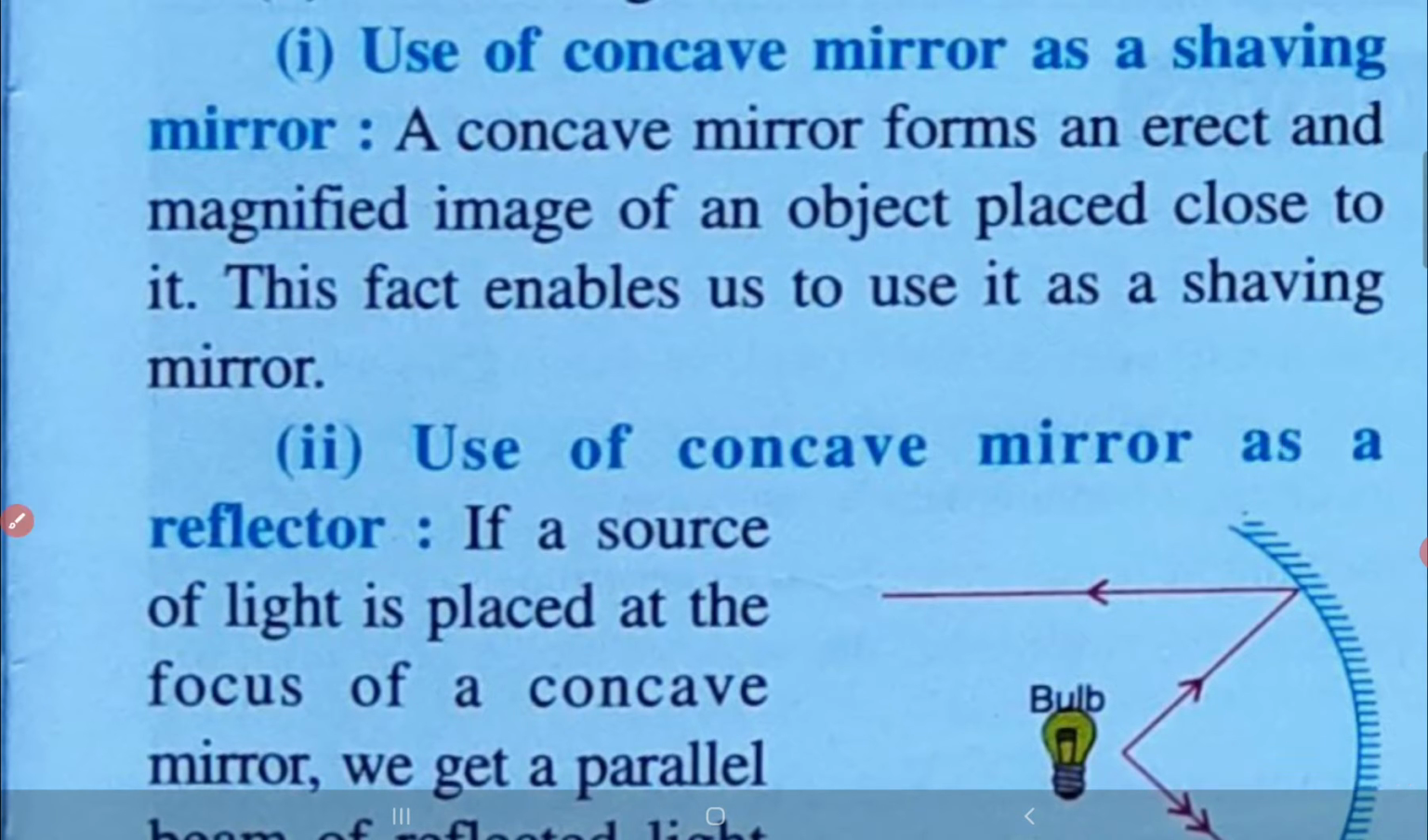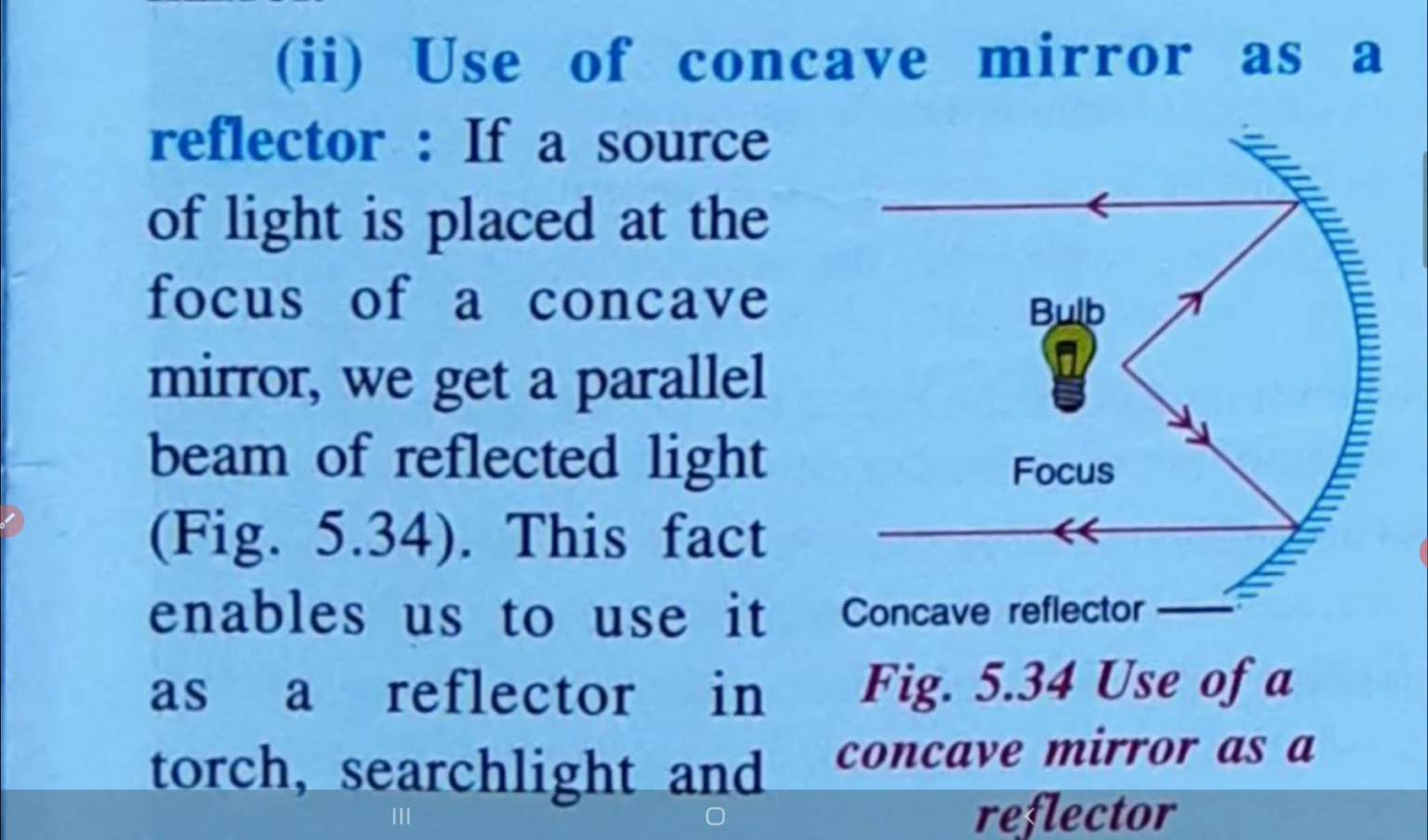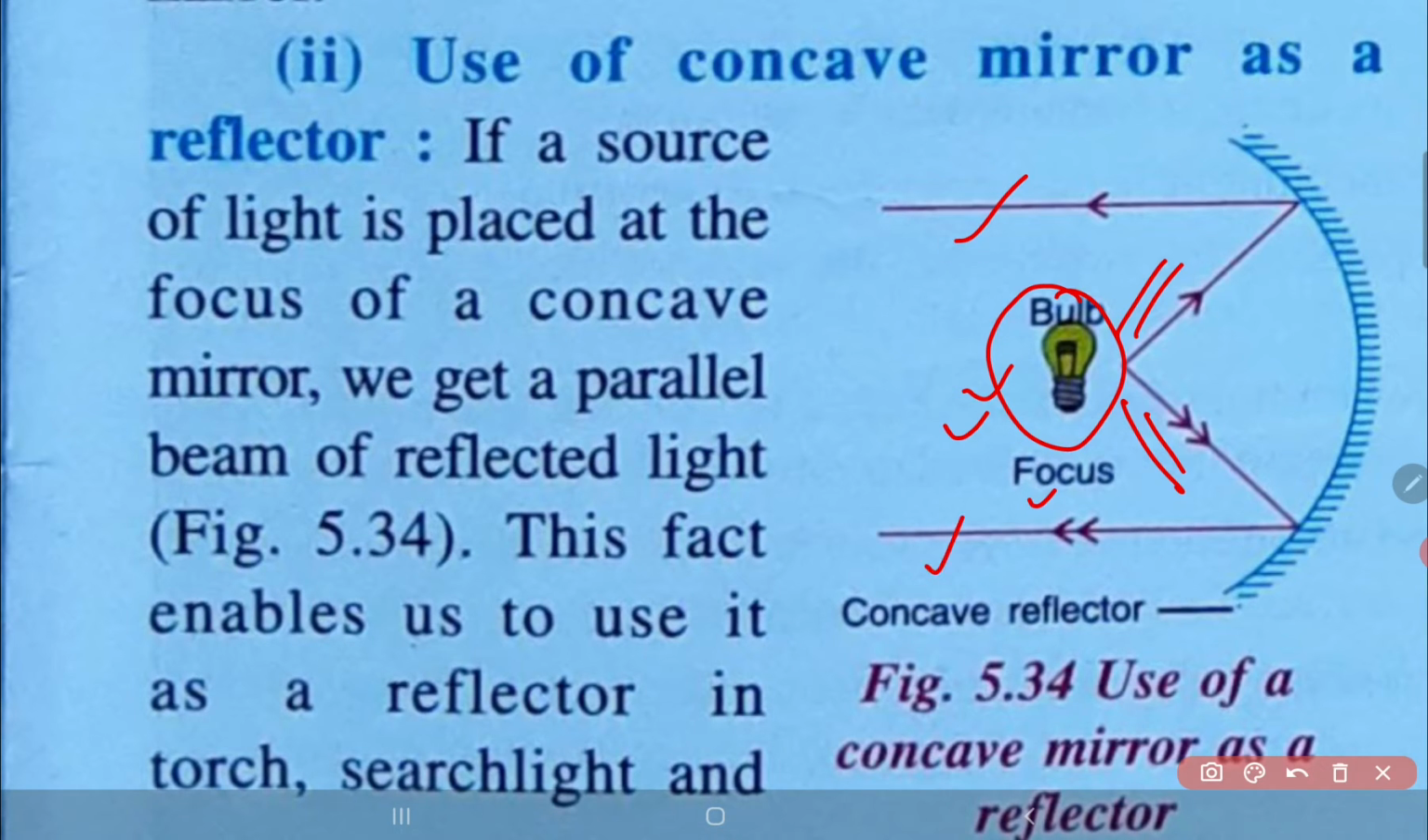The next one is use of concave mirror as a reflector. As you all know, a concave mirror is a converging mirror, so it can be used as a reflector, like here shown in the diagram. It is converging the light. Now the same property can be used in the reverse order also. That means if there is a bulb here, it throws light in all directions. So if this bulb is kept at the focus, then all the light after reflection becomes parallel to the principal axis.